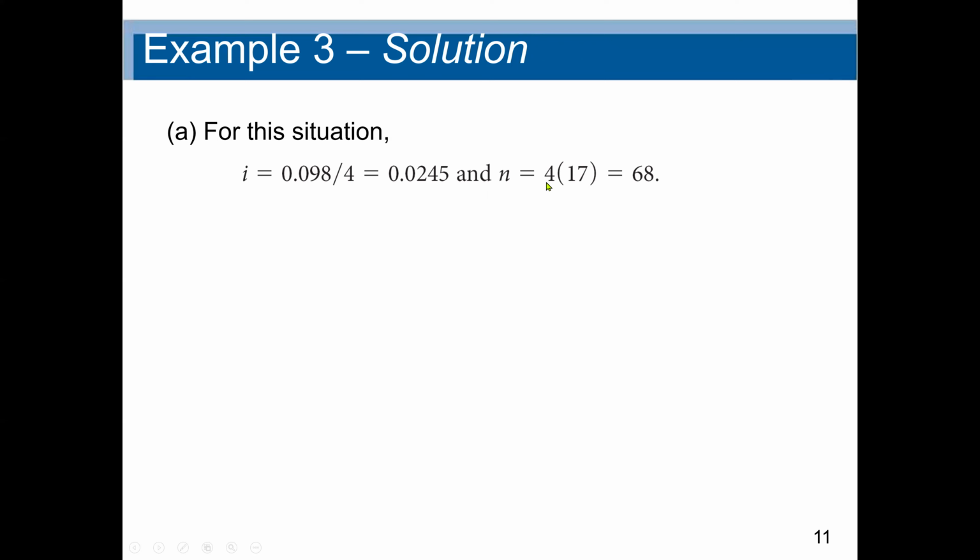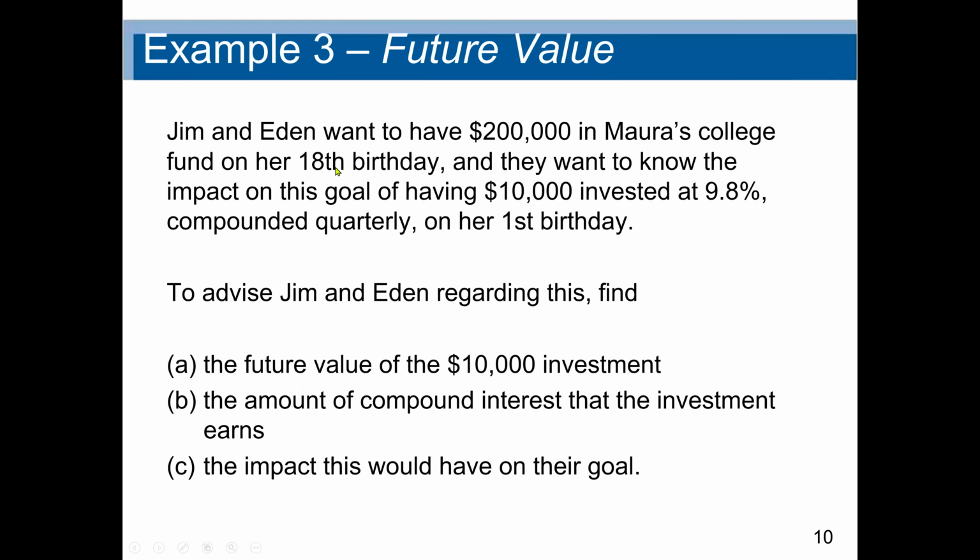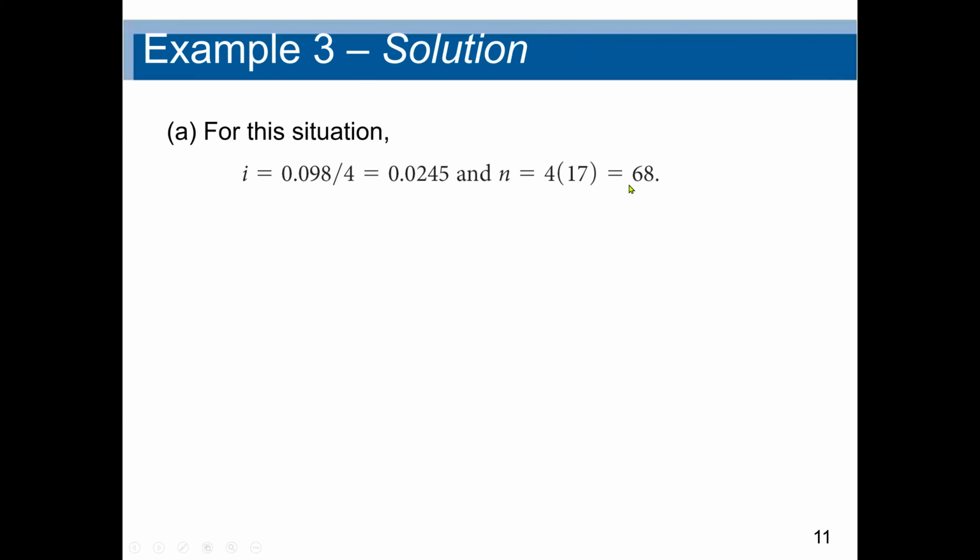And also N will be 4 times 17, because when we look at the question, the child is in her first year, and from 1 year to 18 is 17 years. They say on her first birthday they are going to start the investment until the child reaches 18. So this means N is 17. But since it's compounded quarterly, we say 4 times 17 is 68.